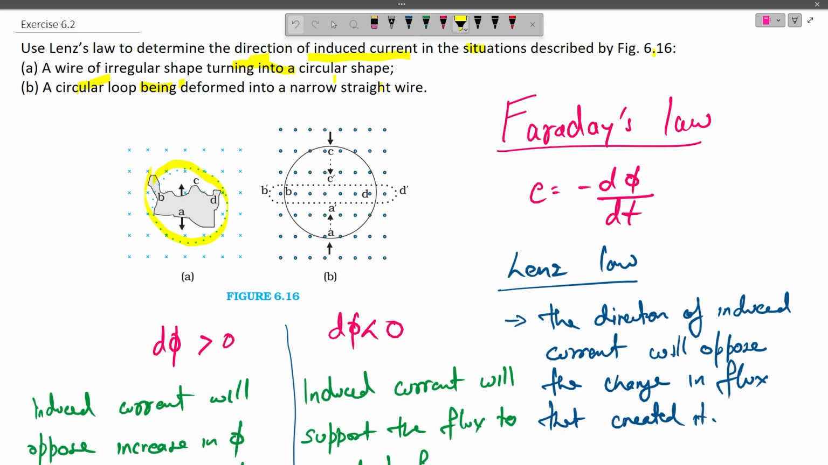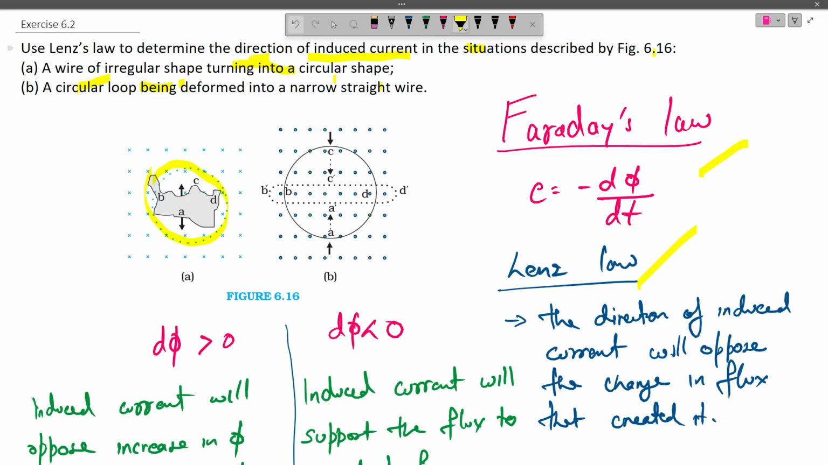In the first case, the magnetic field lines are going into the plane, and in the second case it is coming out of the plane. Now we will be using Faraday's law and Lenz's law in order to understand and find out what would be the direction of current in these cases.